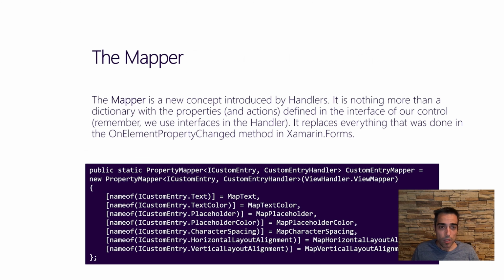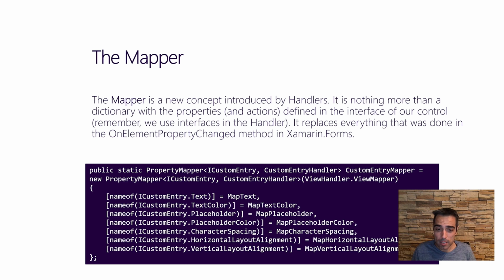And finally, we have another new concept that is the mapper concept. This is a new concept introduced with .NET MAUI. It's nothing more than a dictionary with properties and actions defining the interface of the control. Remember that we now use an interface, and this replaces everything that we had before in the OnElementPropertyChanged method. But also you are mapping your properties to some public static methods, so it's easy to know, and if you want to override or change what is mapped, it's as easy as accessing the mapper and changing what you want to do in one specific property when it changes.